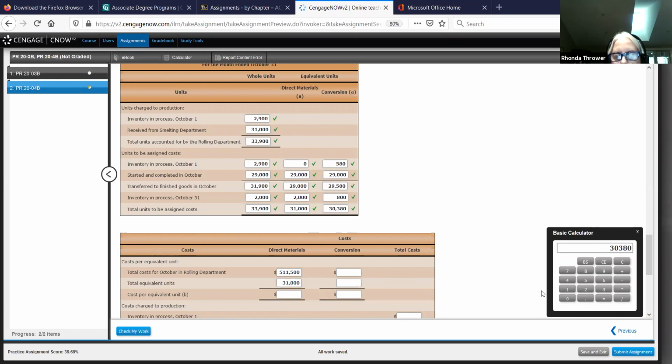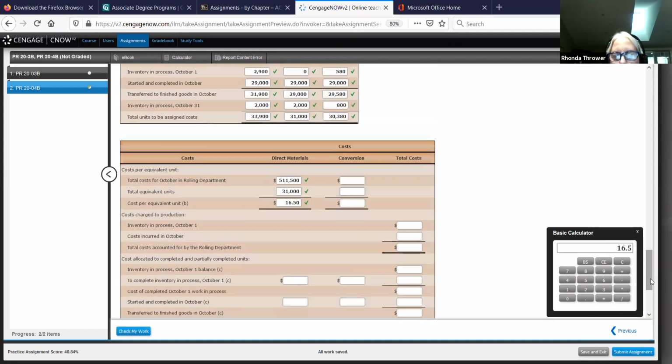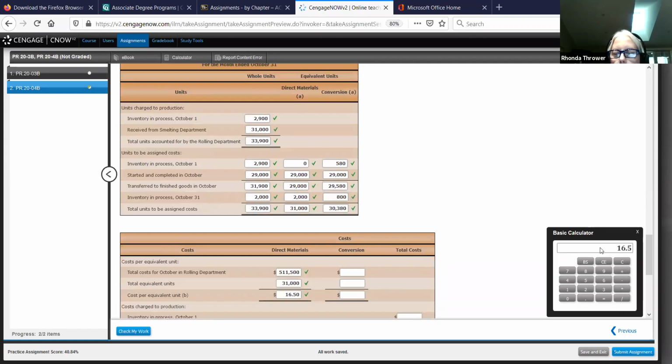And then we're going to divide 511,500 by 31,000 units. And that'll give you $16.50. And it's a good idea to check your work because your cost per equivalent unit has to be correct before you move on.